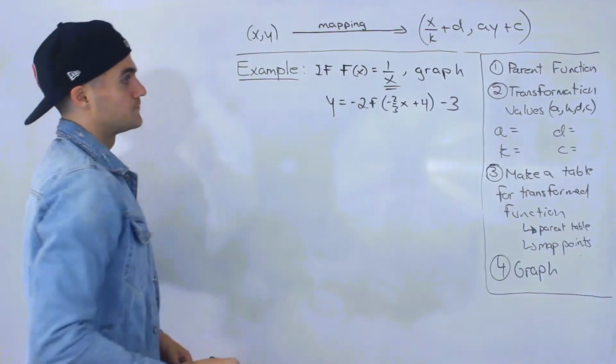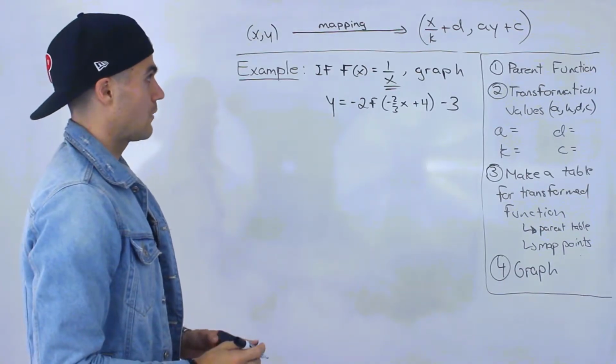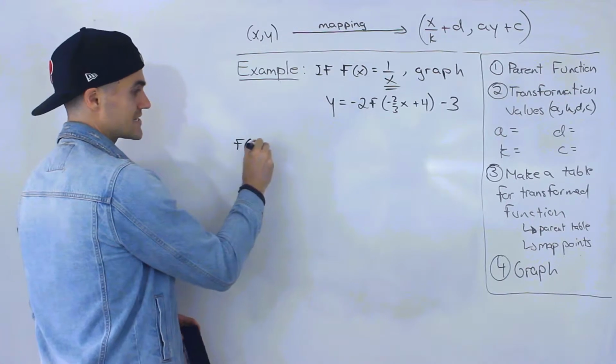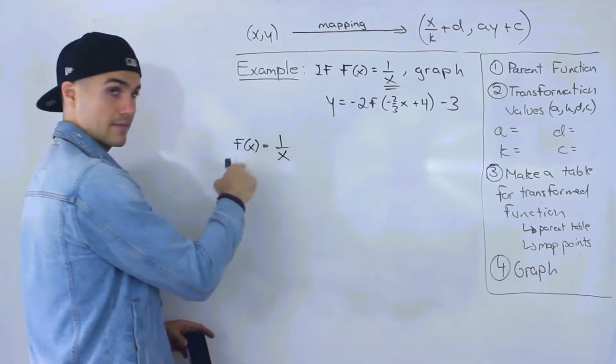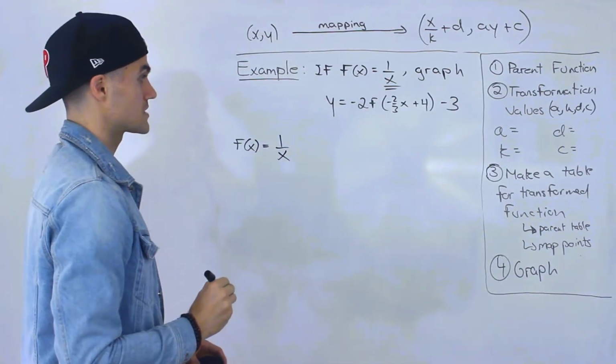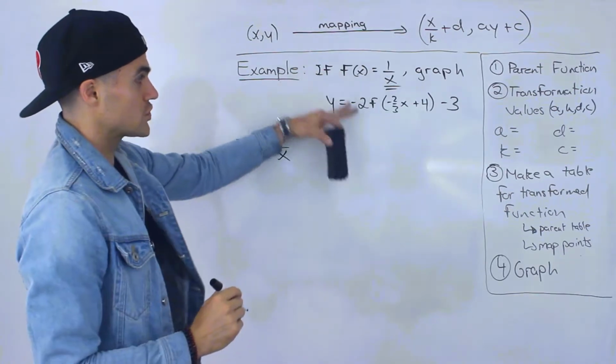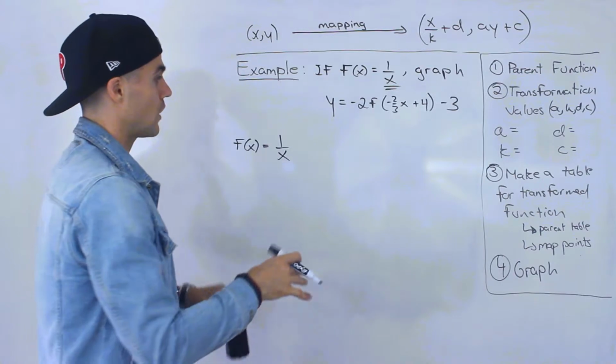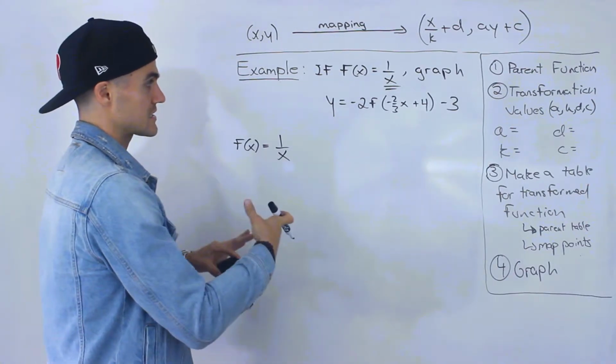All right, so a couple of things I want to talk about. First off, notice that the parent function is given. In this case, it's 1 over x. So the parent function and the transformations are separated. But we could have also had both of these combined.